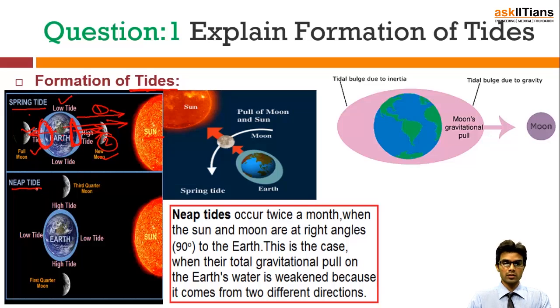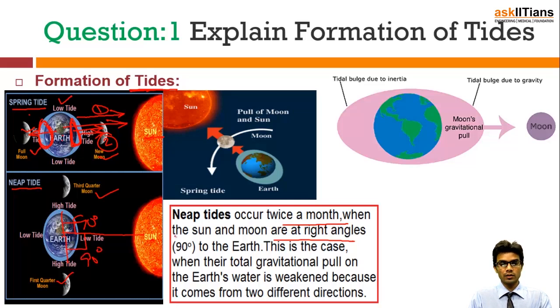Now neap tide. So first quarter moon and third quarter moon. The neap tide forms in the first quarter moon and third quarter moon, twice in a month, when sun and moon are at right angle. Here this is the sun, this is the earth, and this is the moon, or this is the moon. There are two positions. So this is 90 degree, this is 90 degree, or if you consider, this is also 90 degree.